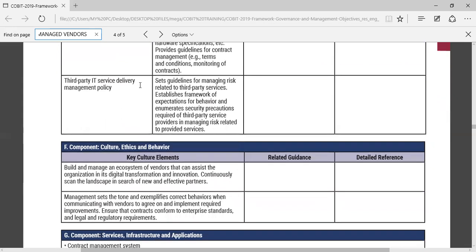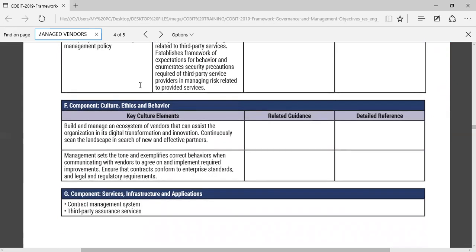All right. The sixth component, culture, ethics, and behavior. So it's not just the technology, it's not just the procedures. What about cultural issues? That's one thing I like about COBIT. So we need to also ensure that we have the right culture to be able to ensure vendor management is done right in our organization. So build and manage an ecosystem of vendors that can assist the organization in its digital transformation and innovation. Continuously scan the landscape in search of new and effective partners that can fit into your culture.